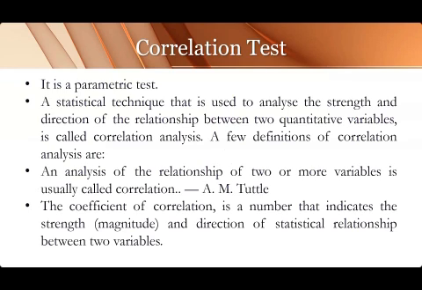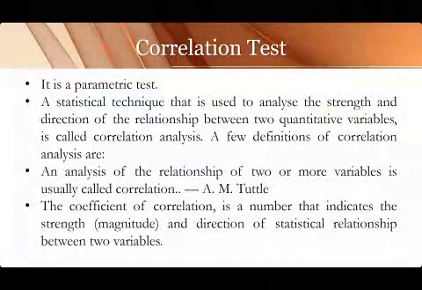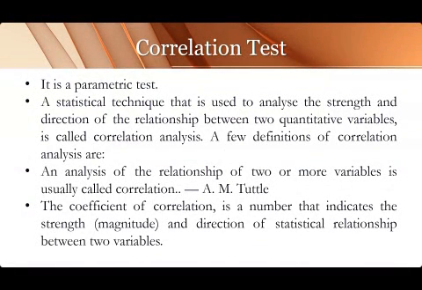Whenever we have only one categorical variable, we conduct the chi-square goodness of fit test. Now, as a part of this correlation test, we are going to see the relationship between two quantitative variables. As a part of the correlation test, we have different types of tests like Pearson correlation, Spearman correlation, and partial correlation. We are going to look at each test one by one.